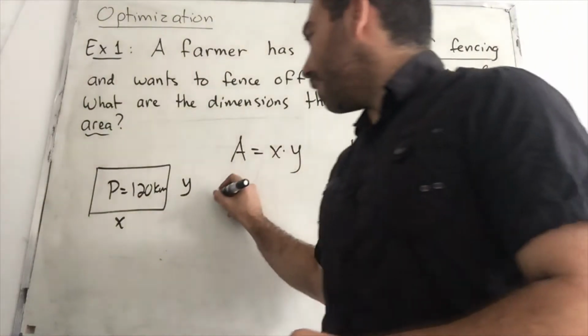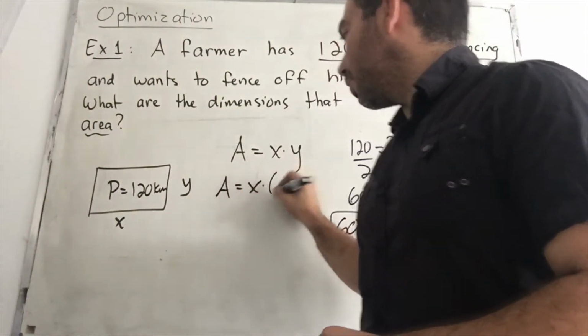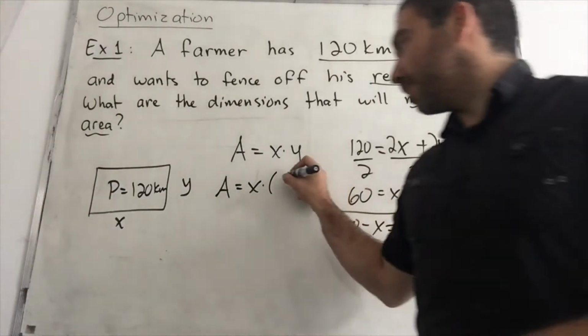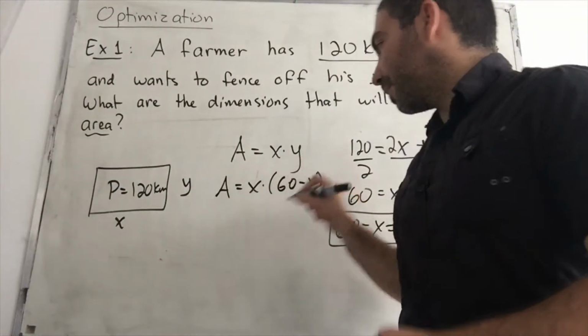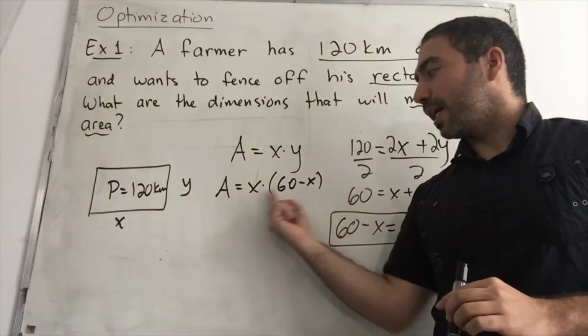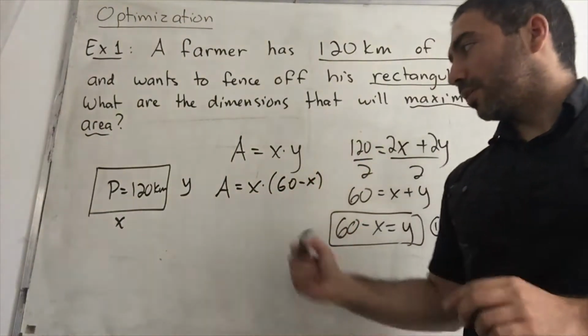So now we know that the area is equal to x times y. But what's y equal to? y is equal to 60 minus x. And now we have an area formula that's expressed solely in terms of a single variable, x. Now we can take the derivative. So let's go ahead and do that.